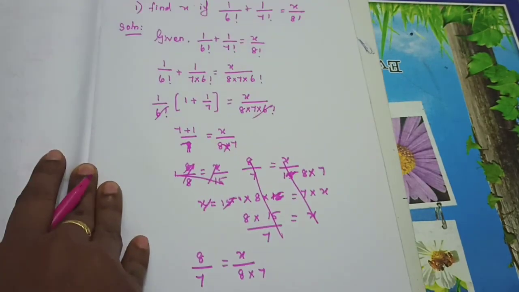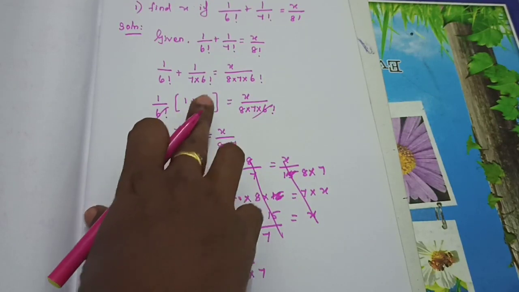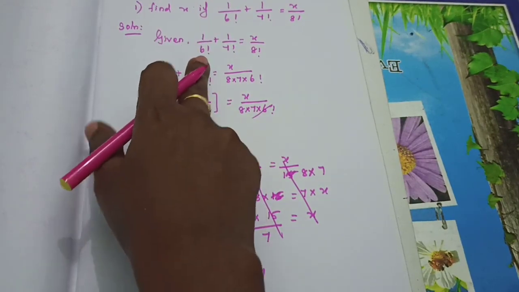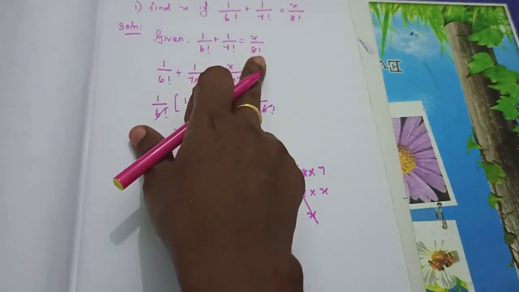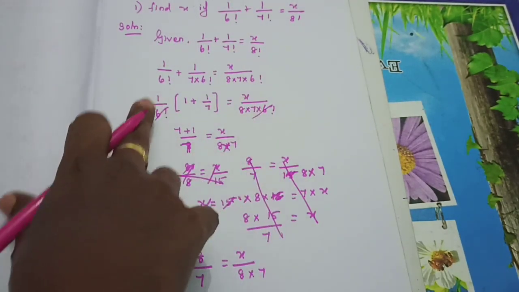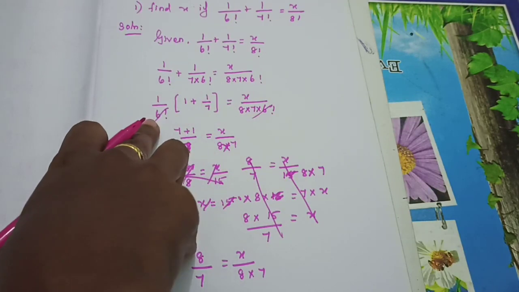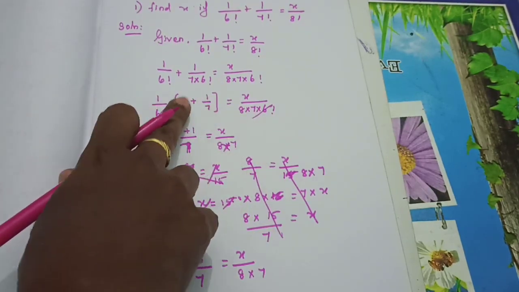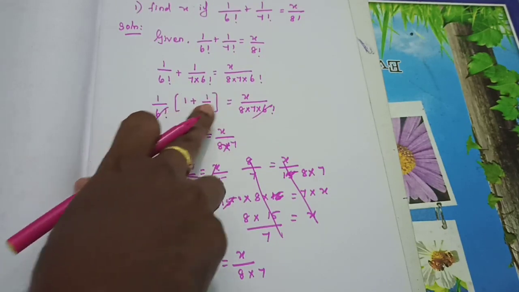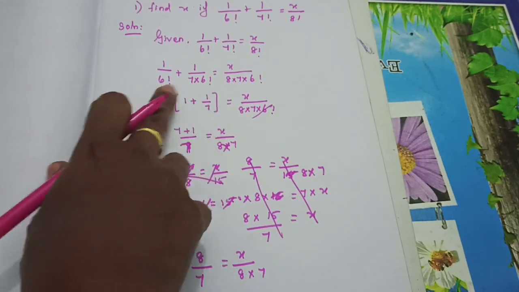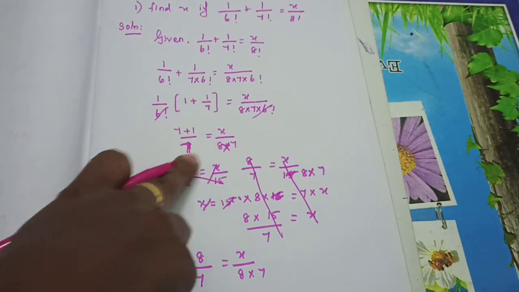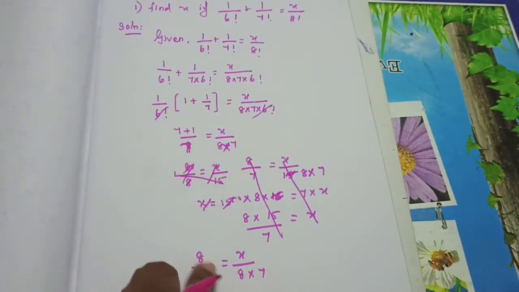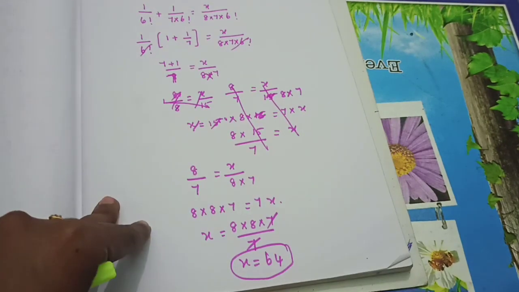Do it very carefully. Here I missed the multiplication symbol, because of that this went wrong. So I want you to be very careful. 1 by 6 factorial plus 1 by 7 factorial equal to x by 8 factorial. Here I took 1 by 6 factorial as common, so both the terms will cancel. Then 1 plus 1 by 7. So 7 is the LCM. 7 plus 1, that is 8. Here it is 8 into 7, not plus. Just cross multiply and you will get x is equal to 64.